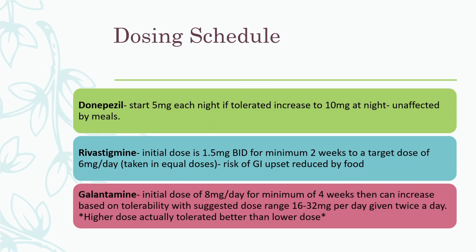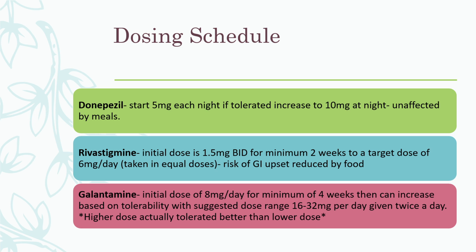So dosing schedule, if we're going to do the donepezil or the Aricept, start 5 milligrams each night if tolerated, then increase to 10 milligrams thereafter, okay, unaffected by meals. I found that very interesting, that I always saw it given at 1700 with dinner. I'm not sure why, but maybe it's more tolerated and prevents the GI effects, and that's the way they prescribed.